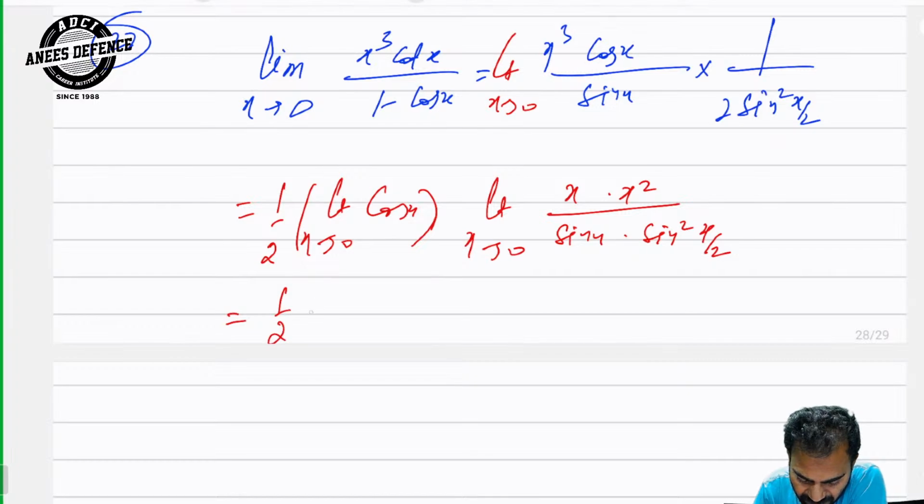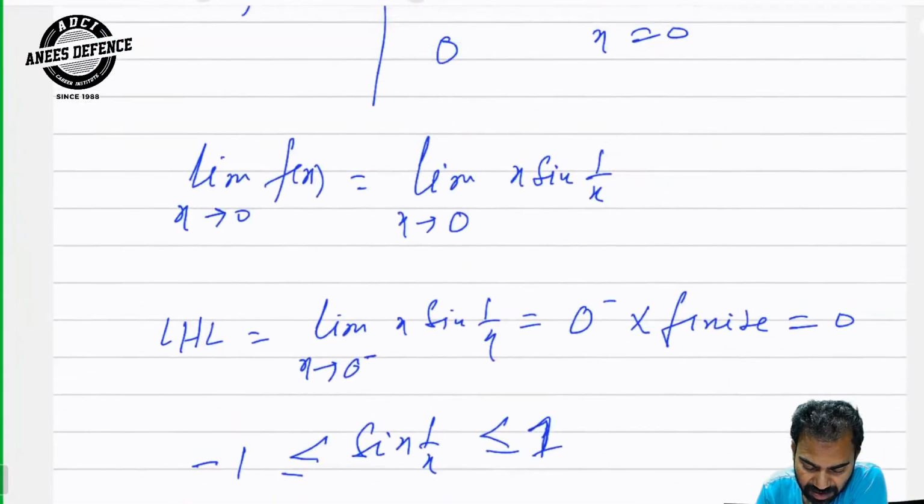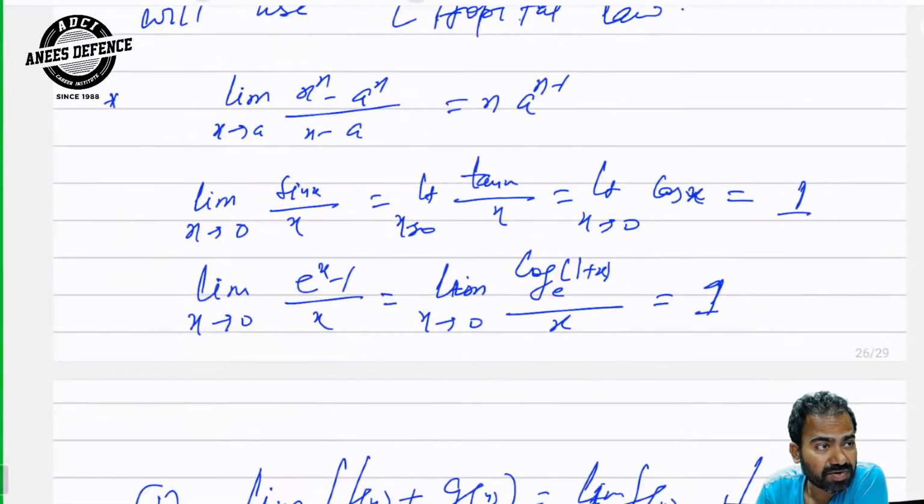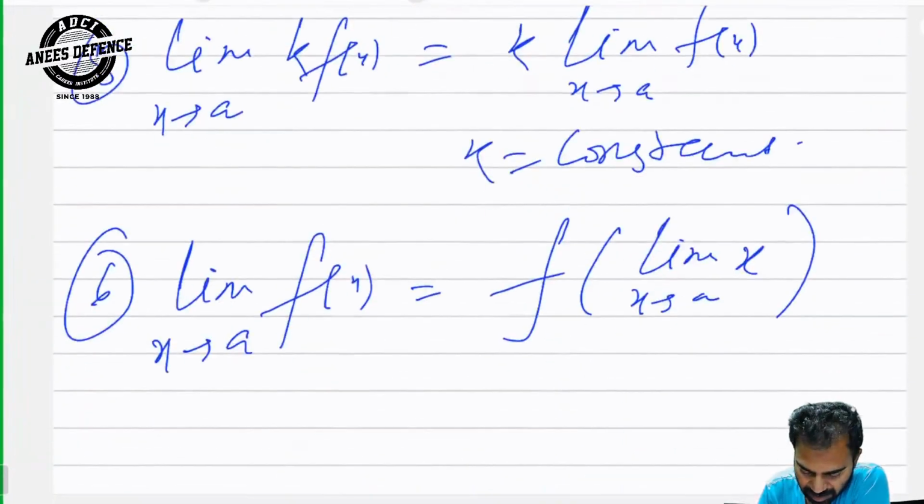Limit x tends to 0 of cos x is 1. I have already told you in the formula, limit x tends to 0 of cos x is 1. Okay?